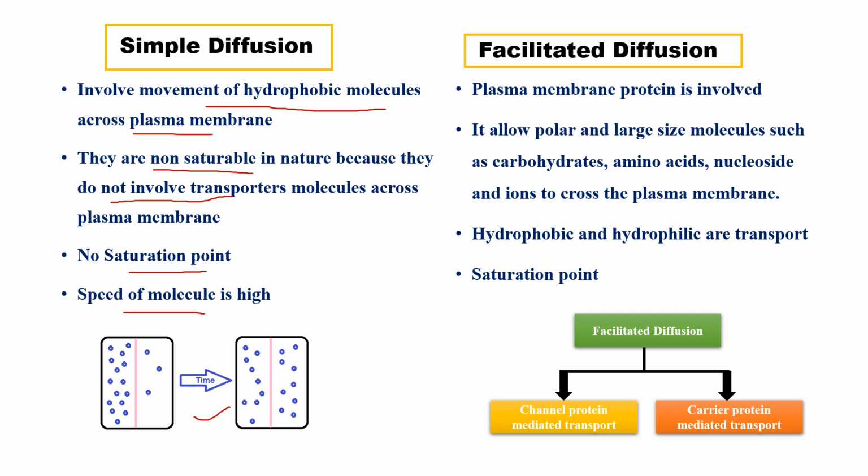The second one is facilitated diffusion. In this process, the plasma membrane proteins are involved, and it allows polar and large size molecules such as carbohydrates, amino acids, nucleosides and ions to cross the plasma membrane. It allows both hydrophobic as well as hydrophilic molecules across the plasma membrane. Transporters are involved in this process, and saturation points occur. Facilitated diffusion is also of two types: first, channel protein mediated transport, and second, carrier protein mediated transport.